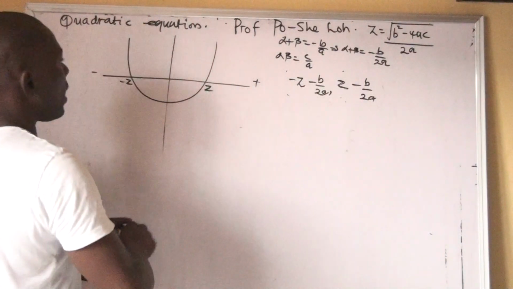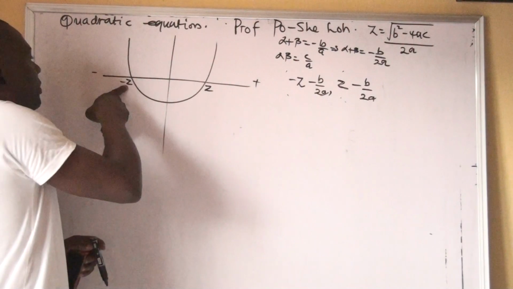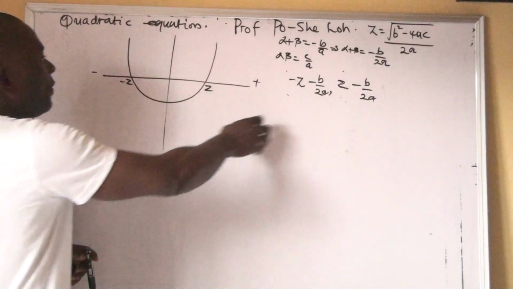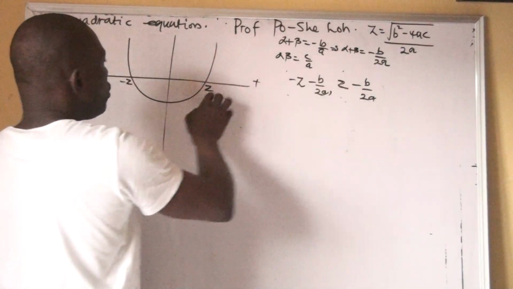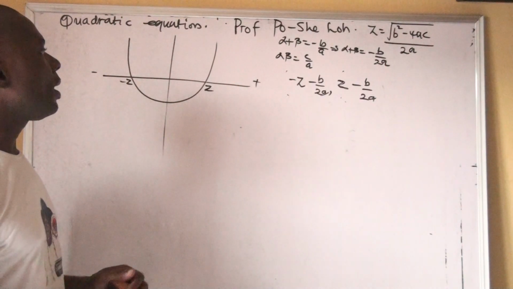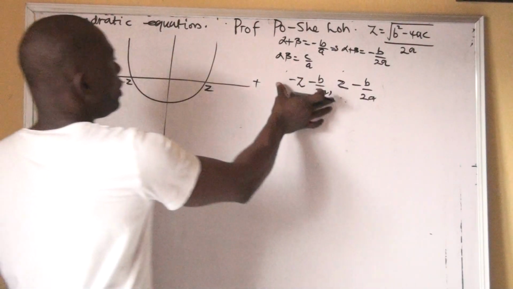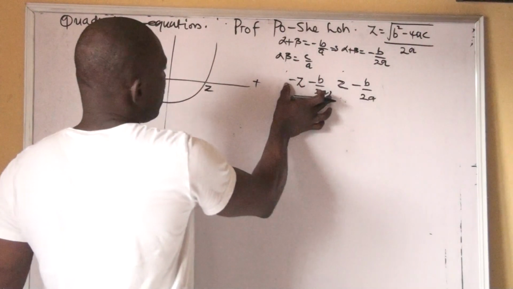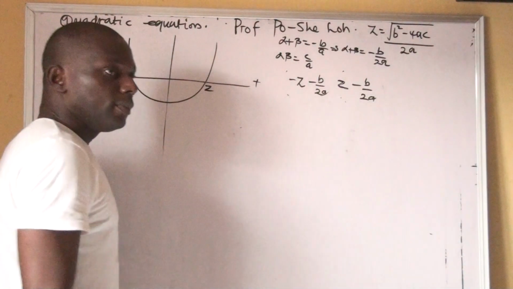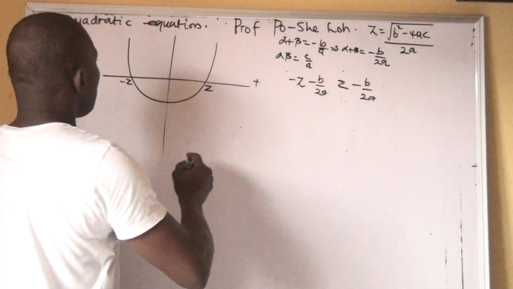By the time you add the average to the value of minus z, it will give you one of the roots. Then if you add the average to the value of z, it gives you the other root. Now that is for the sum of the roots. Assuming we are looking for the product of the roots, these whole terms are the first root and the second root.